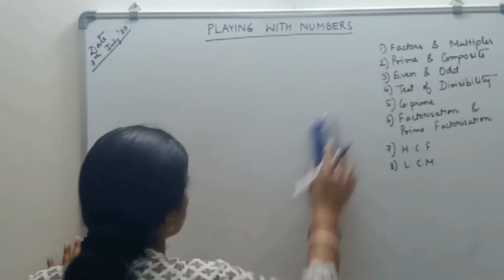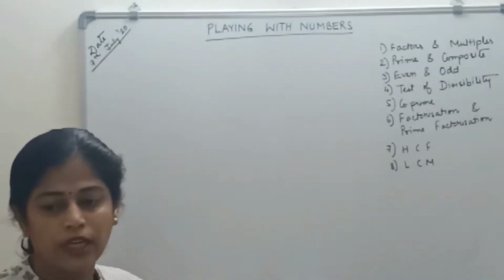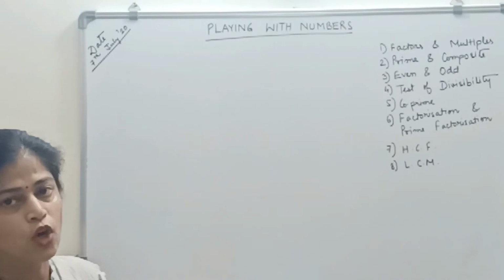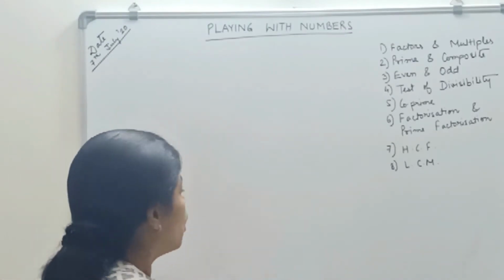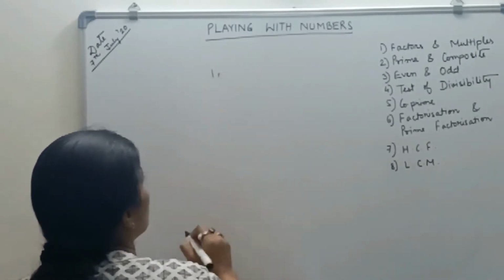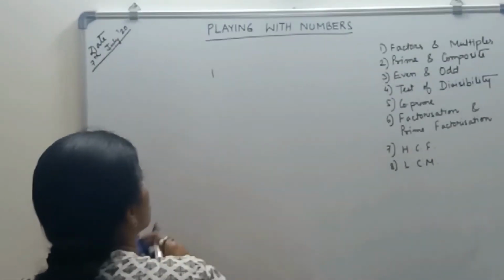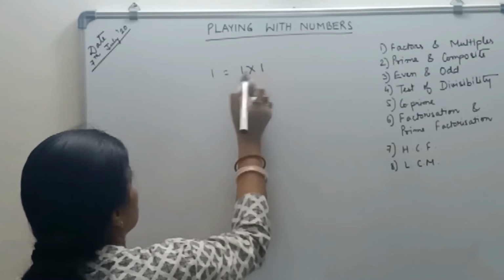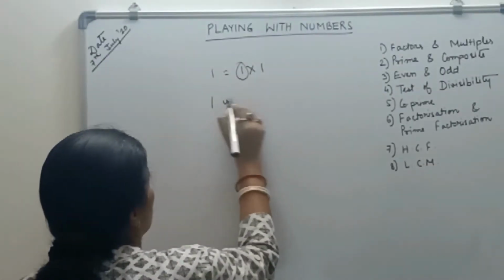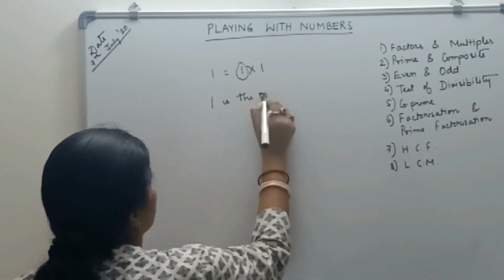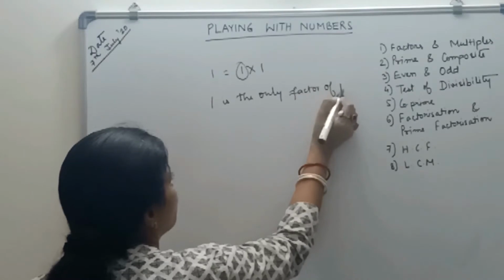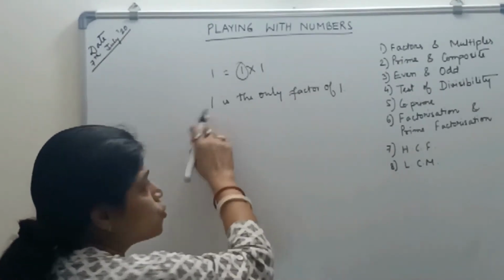Prime and composite numbers. If a natural number has only 2 factors, then that number is called a prime number. Only 2 factors. So, if I start with suppose 1, how many factors does 1 have? 1 has 1 into 1, so only one factor is there. 1 is the only factor of 1. So, 1 is not a prime number.